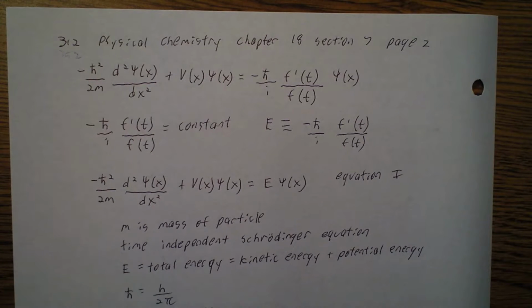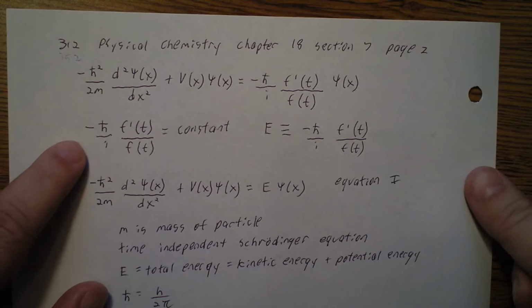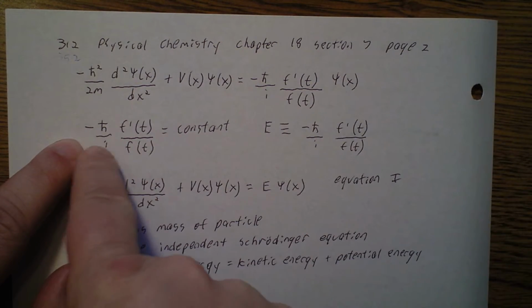Now we get minus h bar squared over 2m times the second derivative of psi of x with respect to x, plus potential energy as a function of x times psi of x, is equal to minus h bar over i times f prime of t over f of t times psi of x. And then we get minus... Oh no, there's more. This is okay.